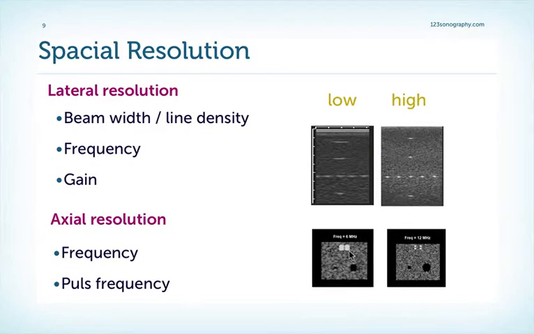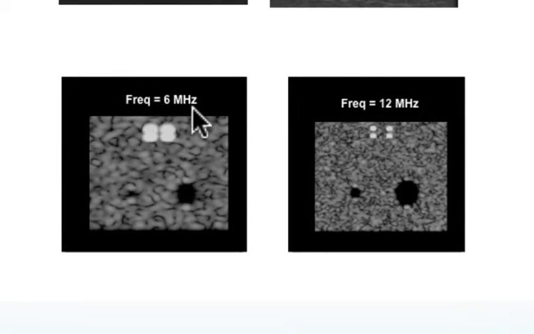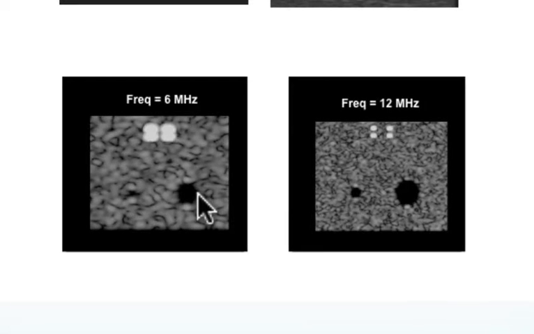Here's another phantom which shows you the effects of axial resolution. On the left-hand side, we're imaging with a fairly low frequency, 6 MHz, while on the right with 12 MHz. And the difference is very apparent. We have blurring and confluation of these imaging points, while we do not have that in this example. Also take a look at the background here. This image is much sharper. Even details are apparent. So axial resolution mainly depends on the imaging frequency, but also on the pulse frequency.